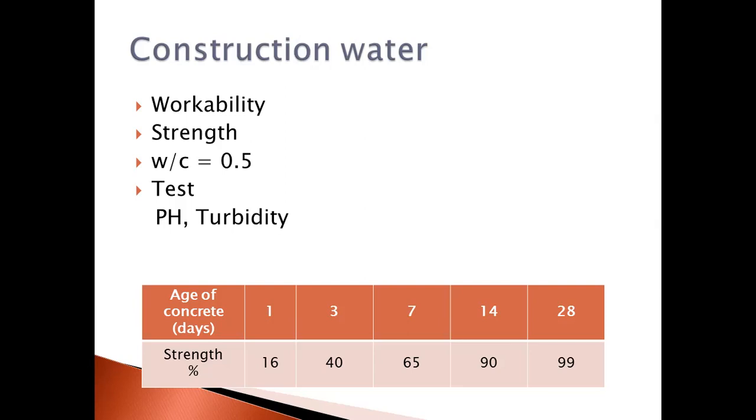And the tests which we conduct on the construction water are mainly two. One is pH value and another one is turbidity. See, we know the pH value is from 1 to 14. Below 7 it is acidic, above 7 it is basic. If we use water which has less than 7 pH value, it is acidic. So what happens if we use this kind of water in RCC? It makes the steel start to corrode.